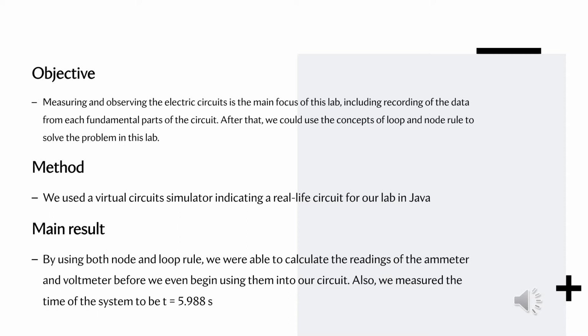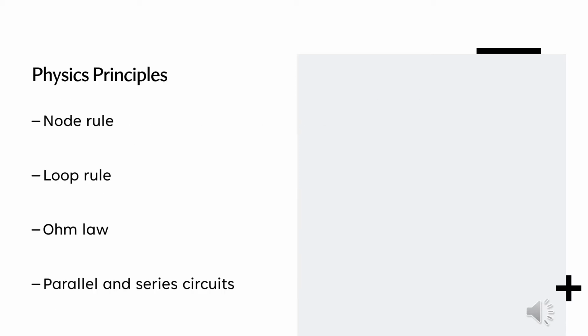The method that we used is a virtual circuit simulator imitating a real-life circuit lab in Java language, and our main result is that we found the time constant by using both node and loop rule, with which we are able to calculate the readings for the ammeter and voltmeter. Physics principles in this lab include node rule, loop rule, Ohm's law, and parallel and series circuits.